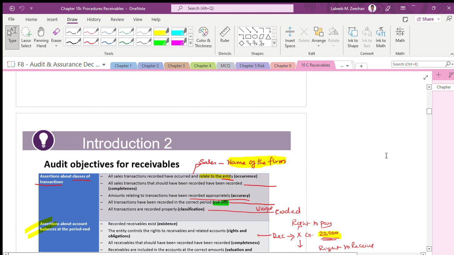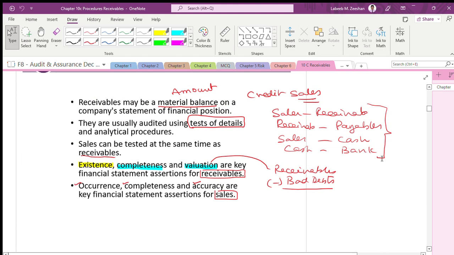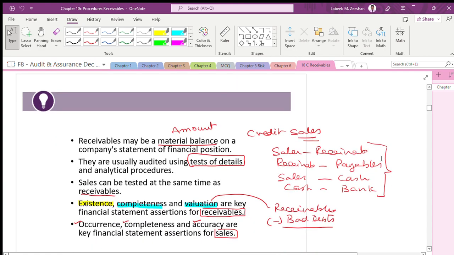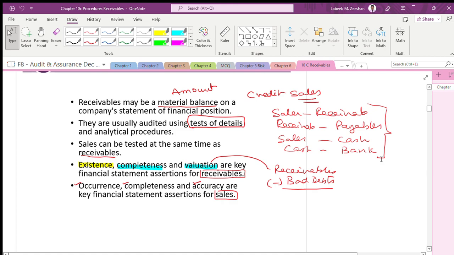How we have to track down the receivables as well. What we have learned is that receivables may be material. Material means it has value. It is usually audited by test of details, not test of controls, and also substantive procedures. Test of details means you will go to the lowest level as much as possible.